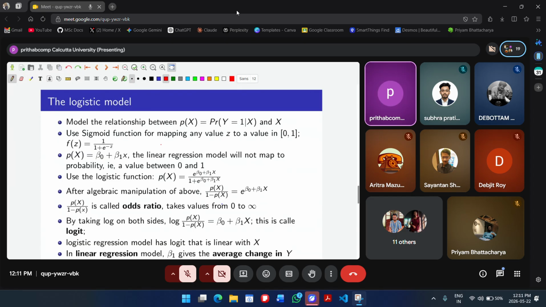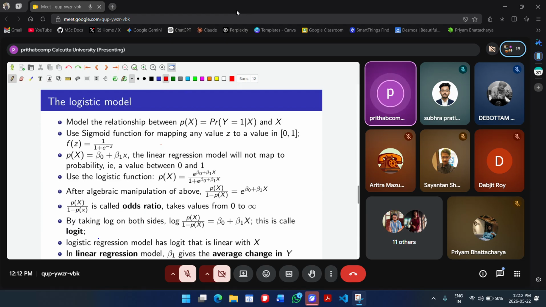So now this particular term is an important term that is called, in the logistic model, the odds ratio. Odds ratio is basically a relative proportion between the positive class and the negative class. That's the way you can think of it, so that's why it is called the odds ratio. Now this particular thing takes values from 0 to infinity.